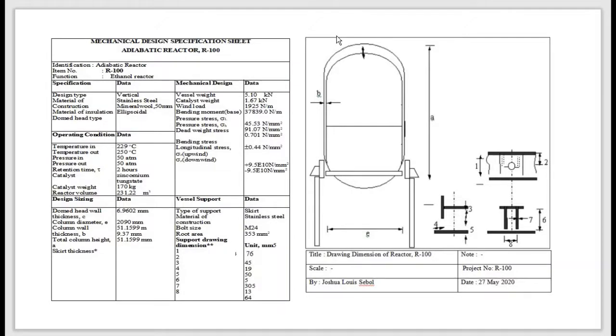On the left side, as the panel can see, is the mechanical design specification sheet for the adiabatic reactor, and the right side is the mechanical design drawing of it. So these are the information provided to be referred to in these drawings. How we get these values, I will explain.